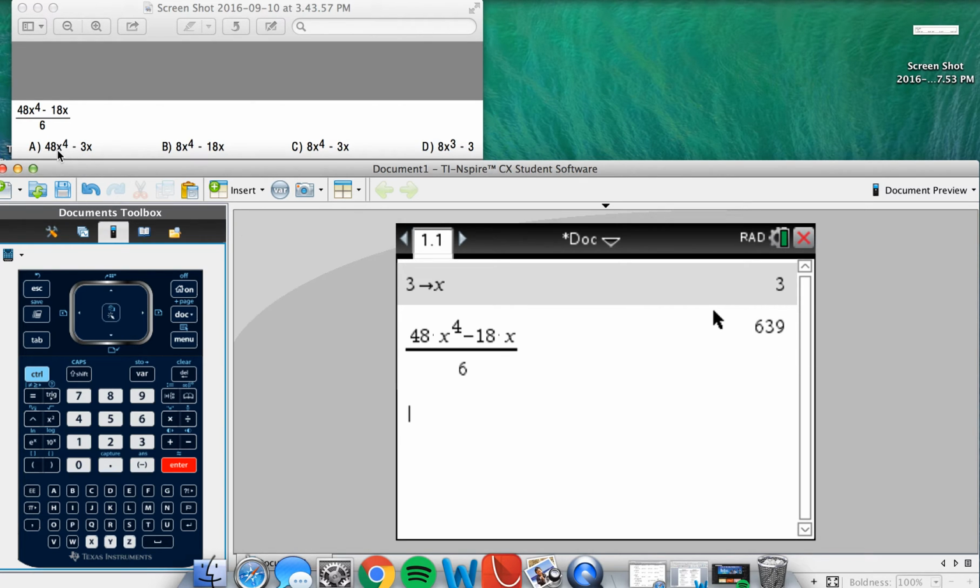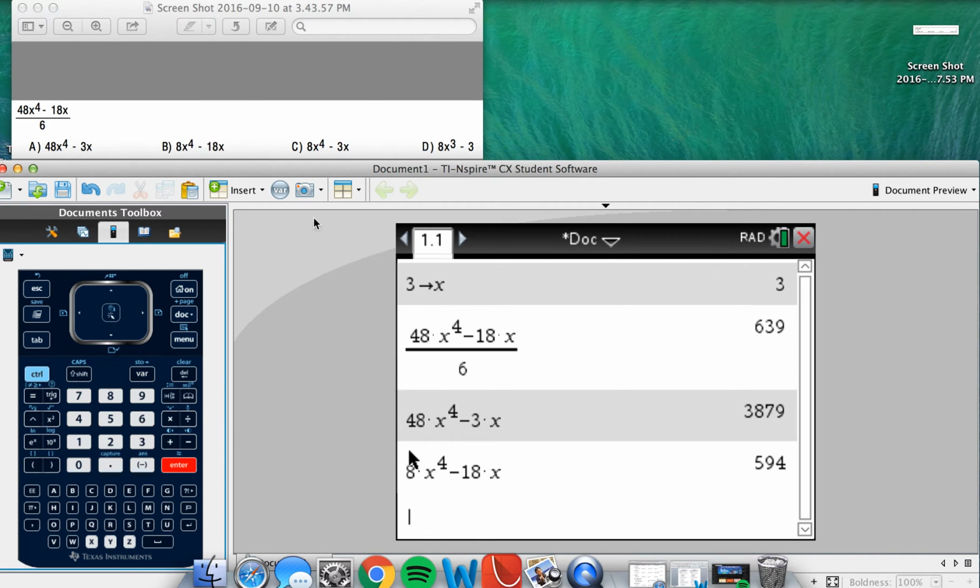So let me try out my answer choice A. I'll have 48x to the 4th. Got to get out of my exponent box to type my minus 3x. Enter. 3,879, definitely not this 639 that we're looking for. So I'll go to my next one. 8x to the 4th, get out of that exponent box, minus 18x. 594, okay, a little bit closer, but still not what I'm looking for. So A is not my answer. I've determined B is not my answer.